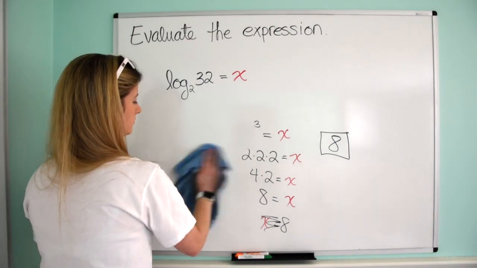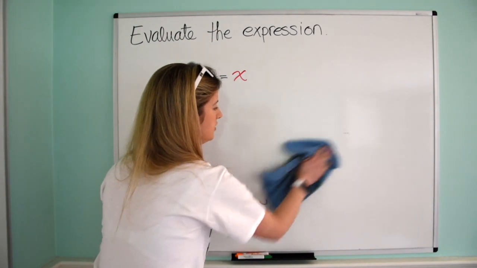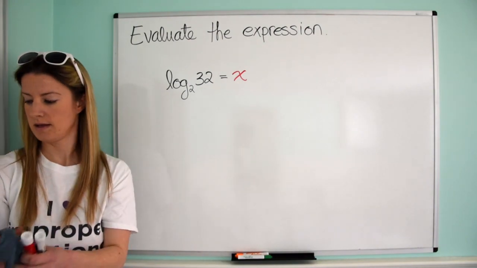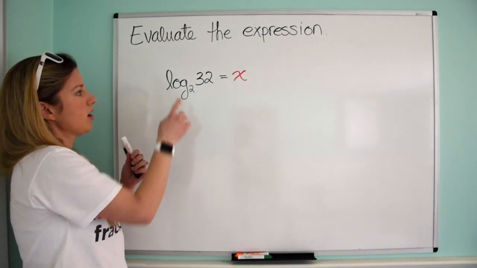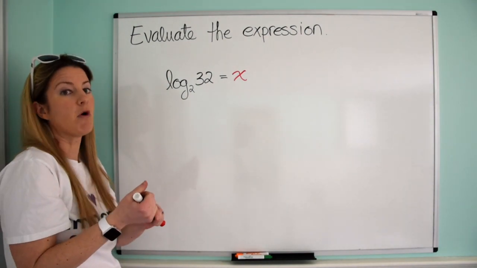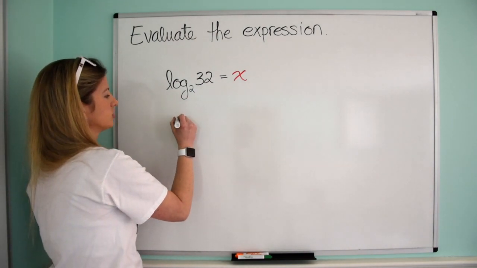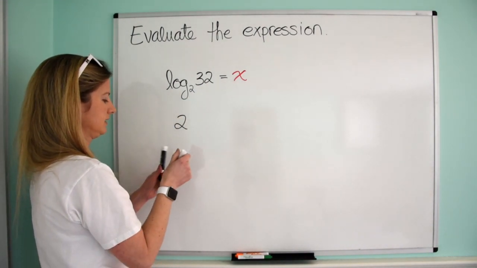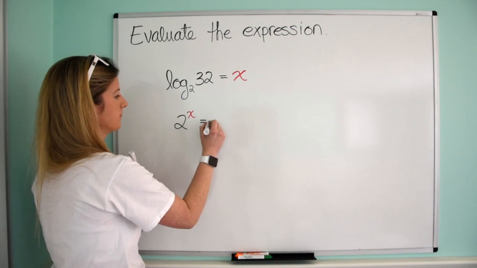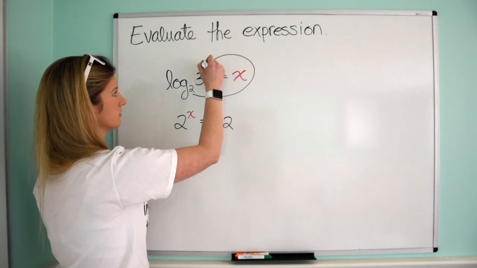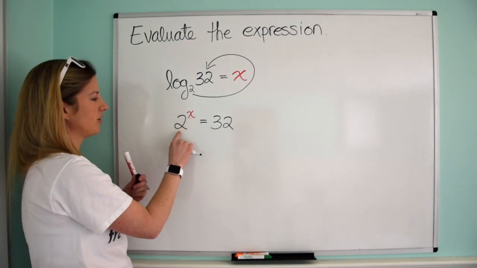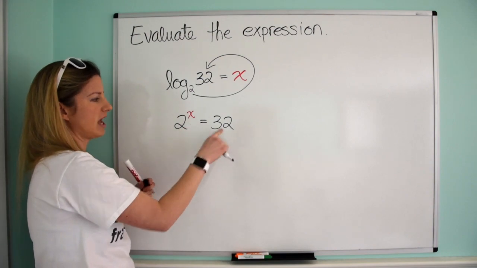What we're going to do is write this in exponential form, because it doesn't necessarily help me just yet, but if I write it in exponential form, it will. So remember, the exponential form of this would be 2 to the x equals 32. So 2 to the x equals 32. Now I can easily figure out what x is. I just want to know what power I raise 2 to to get 32.